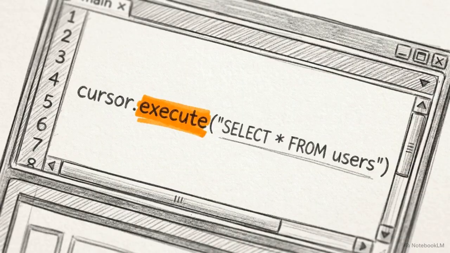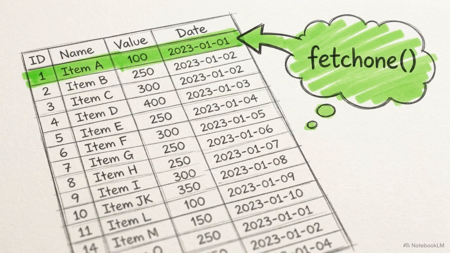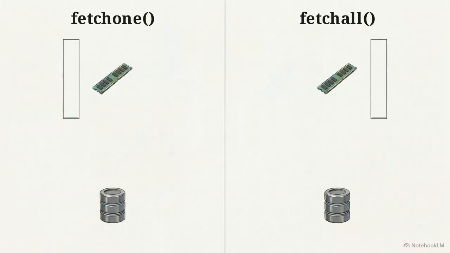With the cursor ready, we pass it a standard SQL command, like SELECT * FROM users, using the execute method. To read the data, we have options. If we only need a single specific record, we use the fetchone method, which pulls just the very first row into memory. This comparison chart shows both retrieval functions. Side A shows the single row fetch. To get the whole table, we use fetchall on side B to grab every remaining row.